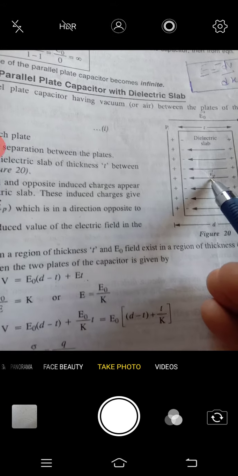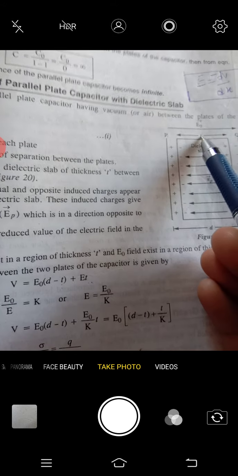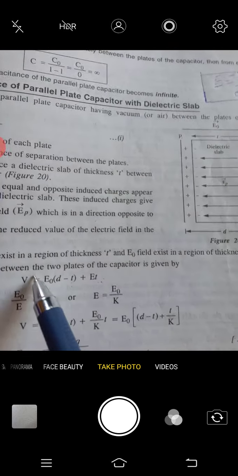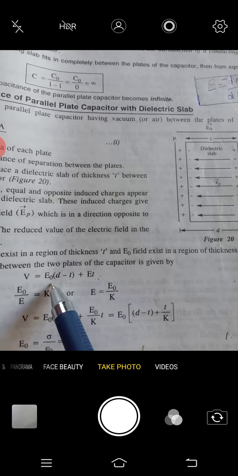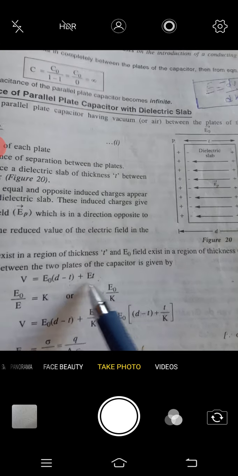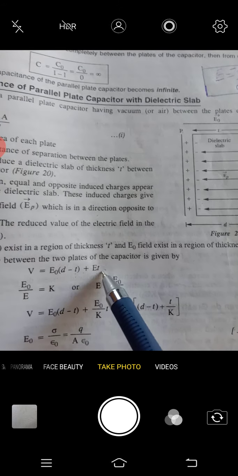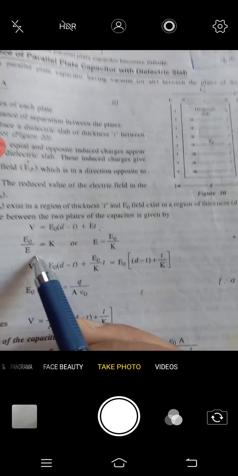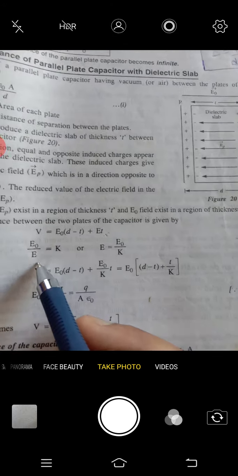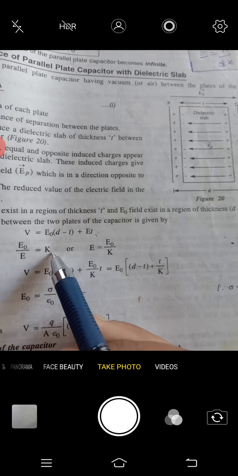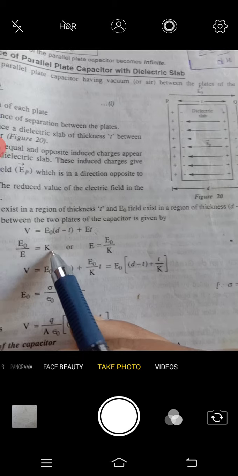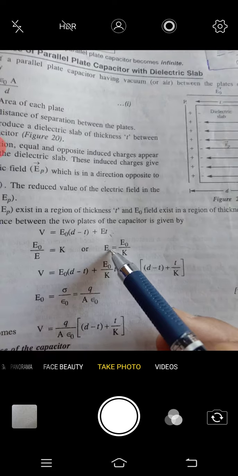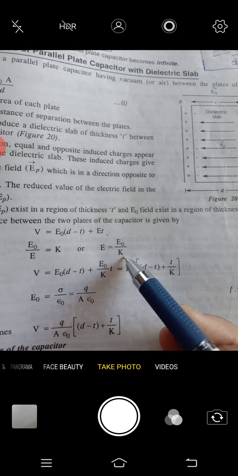E, and what is the distance for this space, that is t. So Et. Once again, V is equal to electric field multiplied by D minus t plus electric field multiplied by t. Okay, now in our last topic we have studied that E naught upon E, applied electric field to the reduced value of electric field is equal to K. Okay, E naught upon E is equal to K. To calculate the value of E from here, E is equal to E naught upon K.